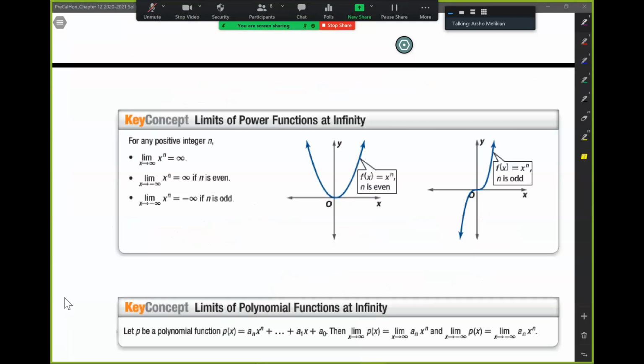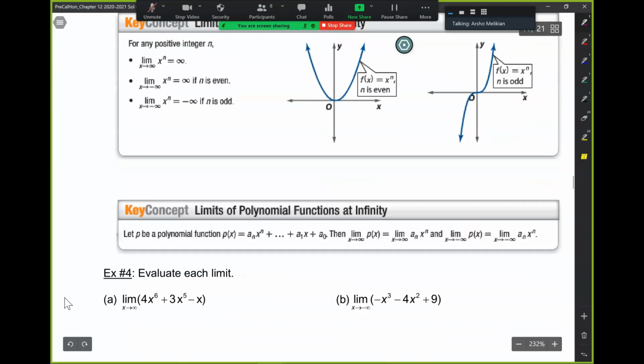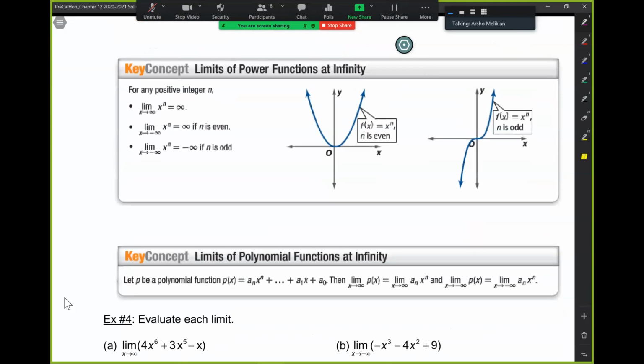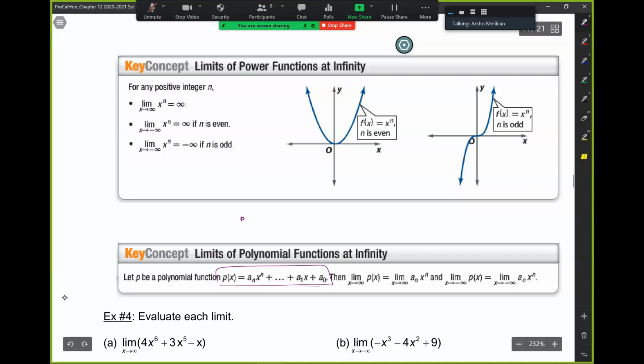We talked about limits at infinity, like using the graph, remember? I think you guys are pretty comfortable with that. Now let's talk about the algebraic method. Suppose you have a function like this, and you want the limit as x approaches infinity of 3x to the 7 minus 2x cubed minus 5x.